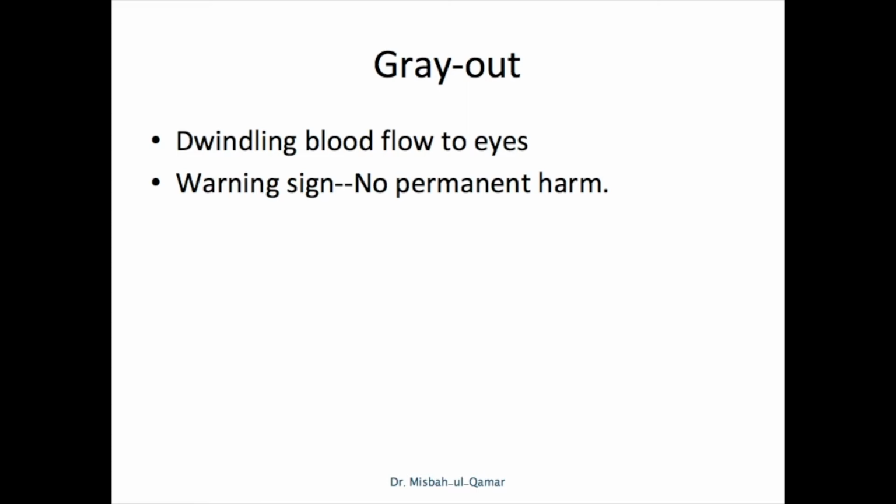Now, you must be wondering, what is this gray out thing? It is the graying of vision that occurs when blood flow to the eyes starts diminishing. And it occurs because the retina is more sensitive to hypoxia than the brain. Although the physical impairment does not occur, this gray out is considered a warning for decreased blood flow to the head.